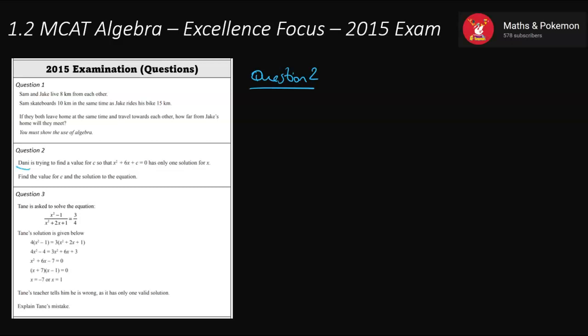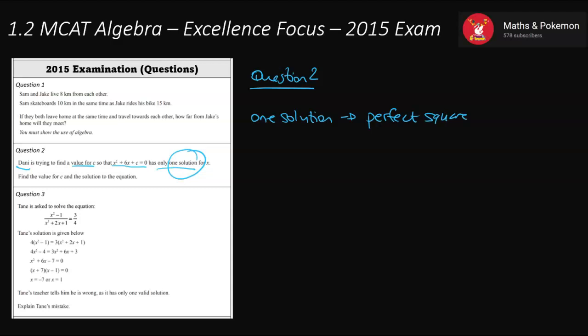Danny is trying to find a value for C so that x squared plus 6x plus C only has one solution. We've been asked to find the value for C and to solve the equation. For me, the initial step I'm liking is I'm seeing one solution. And one solution, when you think of quadratics, normally relates to a certain type of quadratic, and that's a perfect square.